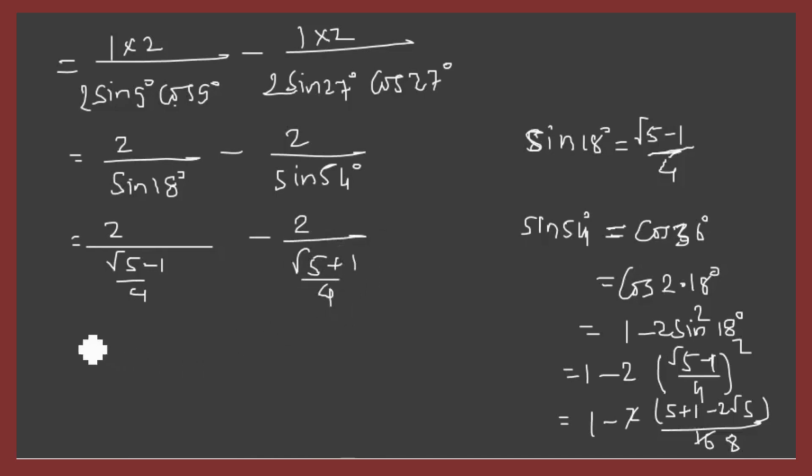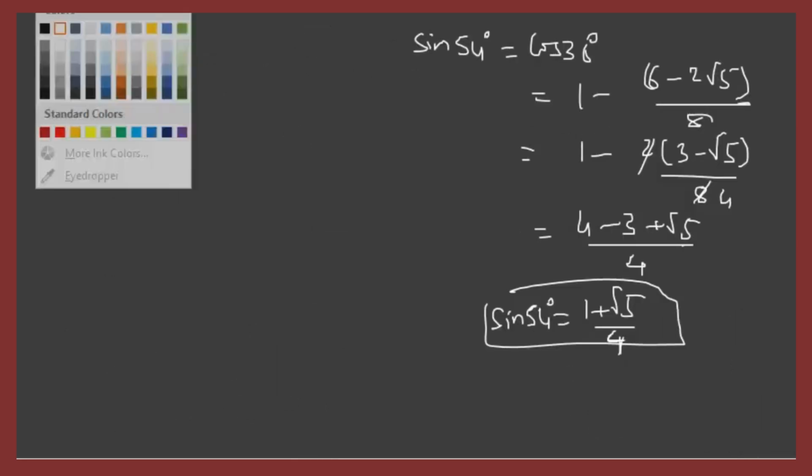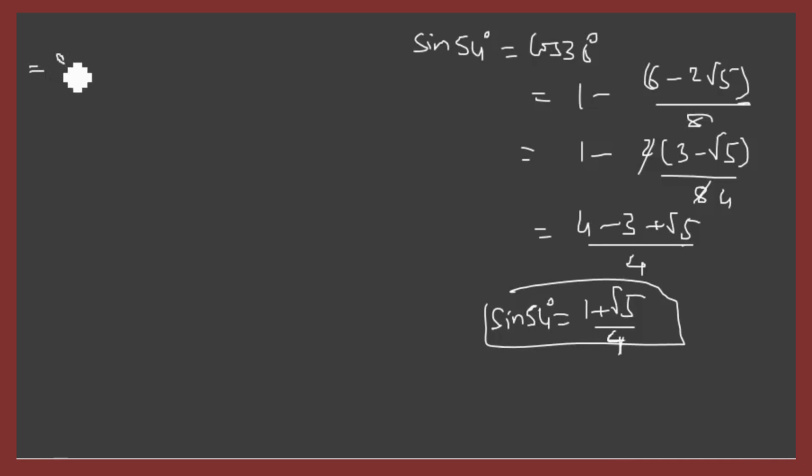So this way we get 8 by (root 5 minus 1) minus 8 by (root 5 plus 1). Okay, now I will take 8 common and also take the LCM. So after taking 8 common, we get here 1 by (root 5 minus 1) minus 1 by (root 5 plus 1).